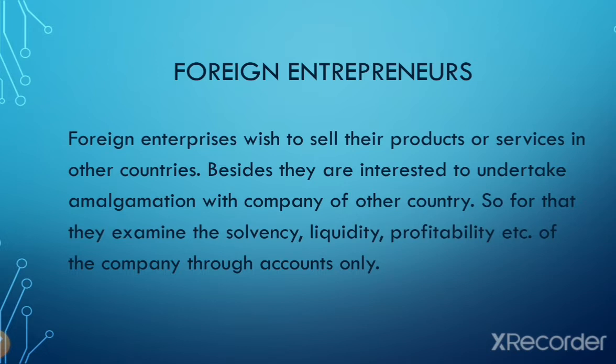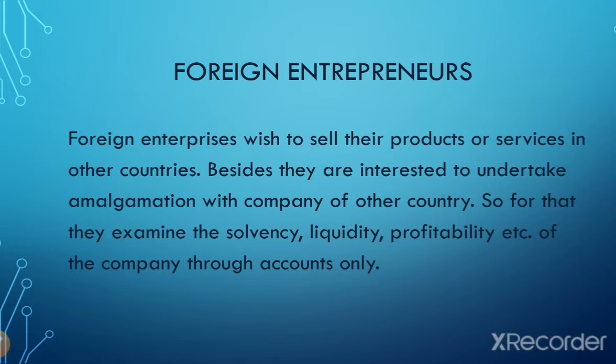Next come the foreign entrepreneurs. Now in SS you have already studied liberalization, privatization and globalization. Due to globalization, the world has become a small family. Consequently, foreign entrepreneurs wish to sell their products or services in other countries. Besides, they are interested to undertake amalgamation with companies of other countries. It means the foreign enterprises also wish to export their products to our country, and want to start a joint venture or amalgamation with the companies of other countries. In that case, they will invest their funds in another country on the basis of examining the solvency, liquidity, profitability, etc. of the company. And that idea about the solvency, liquidity and profitability, they can get only through the books of accounts of that company.